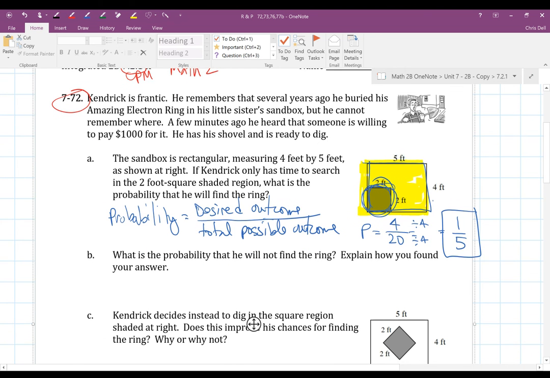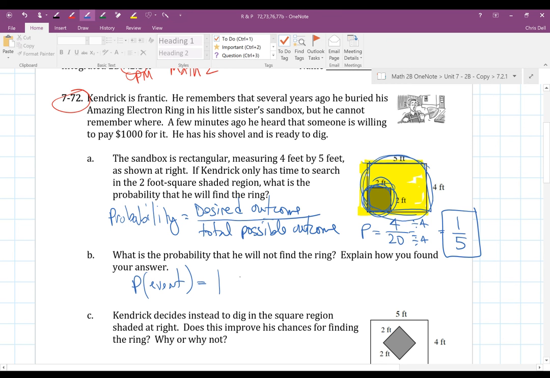Okay. So it asks, what is the probability that he won't find it? Explain how you found your answer. Well, we know that the probability of an event always totals 1, of the whole event. Probability of a whole event is always 1. So the probability of finding it if you dug the entire area would be 20 over 20, which is 1, right?